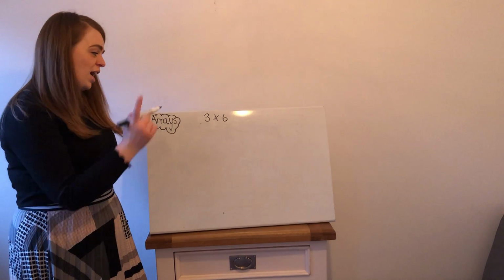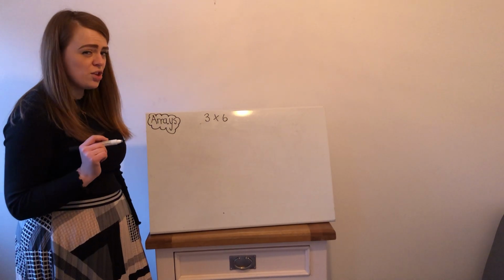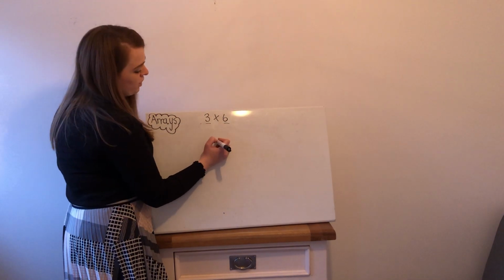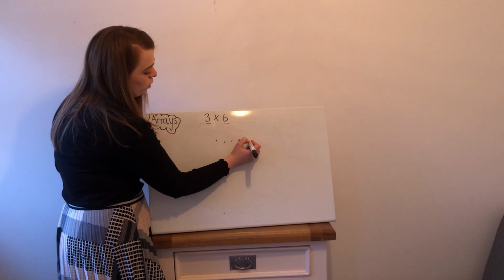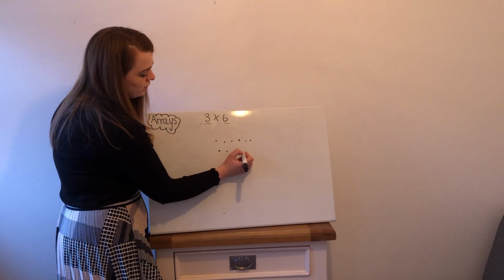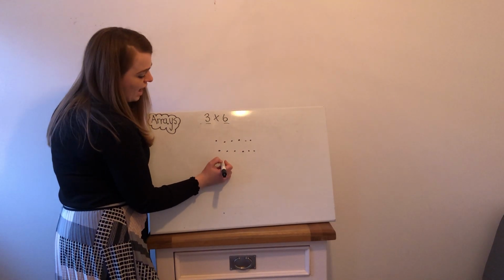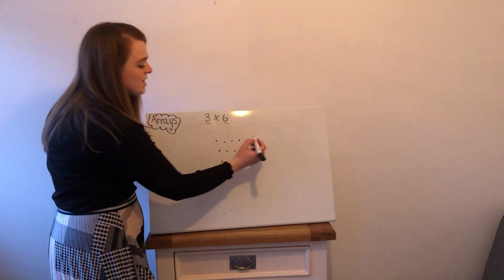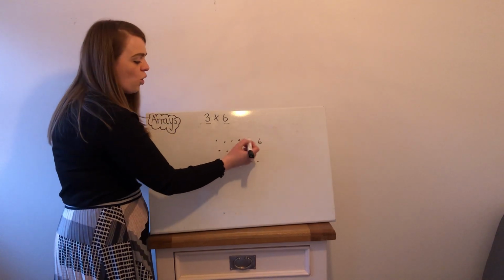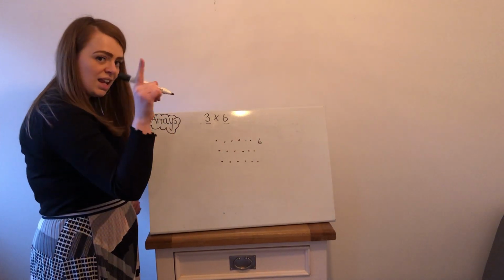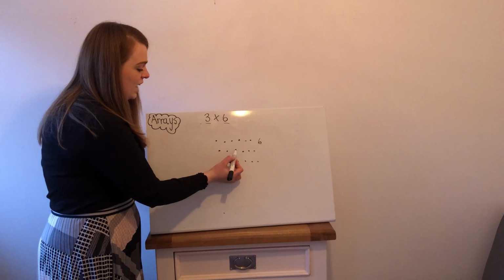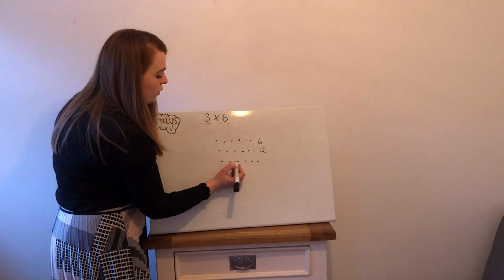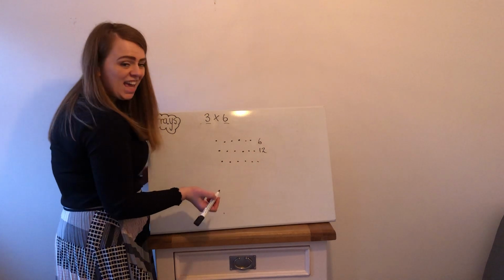Okay? I'm going to now have a go and see if I can work this out using an array. So I'm going to start off with 3 rows of 6. So there's my first row of 6, second row of 6, third row of 6. I don't need to count that first row because I already know that that's 6. Then I can count on 7, 8, 9, 10, 11, 12, 13, 14, 15, 16, 17, 18.